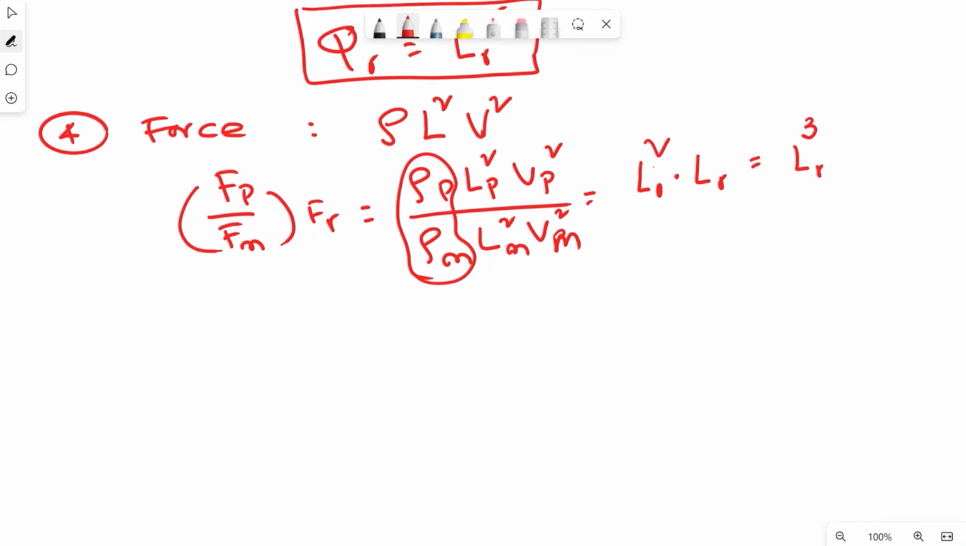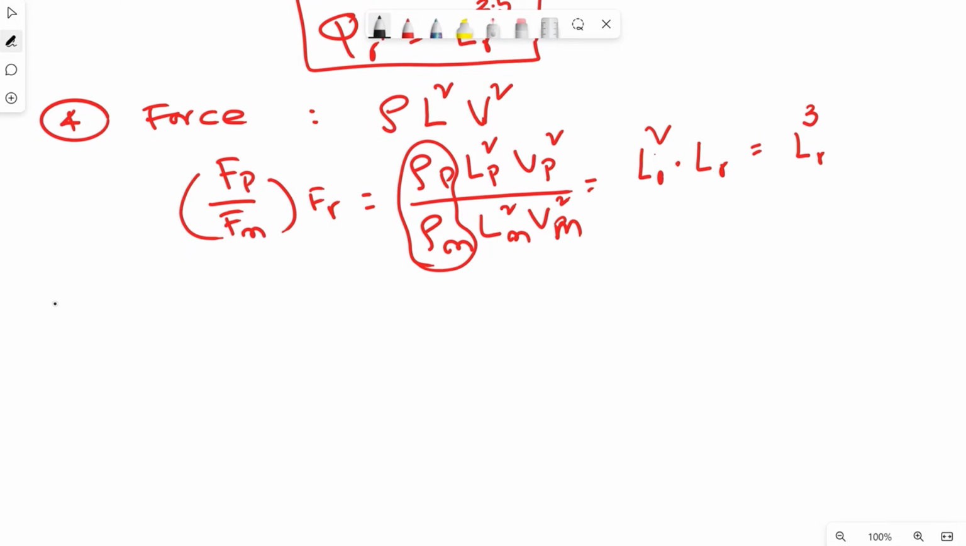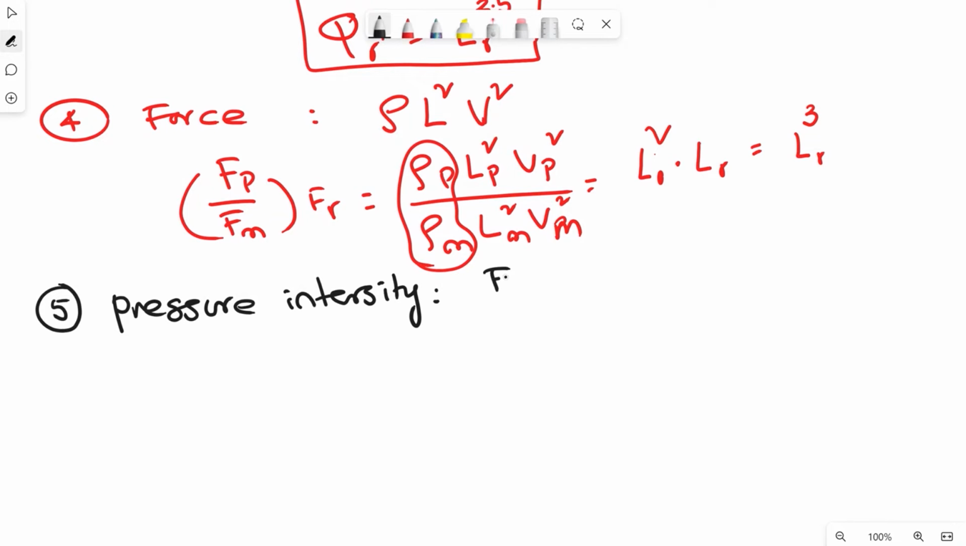Once the force scale ratio is over, the fifth one which we take up is pressure intensity. Pressure intensity is nothing but force by area. Force, we just found, is LR cubed. What is area? LR square. So naturally pressure intensity is LR.